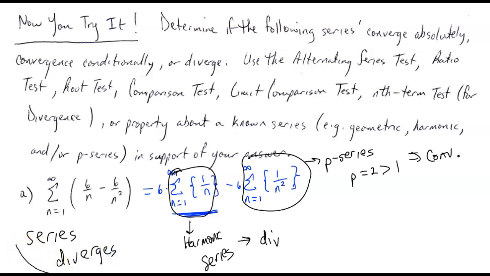We could easily figure that out because we recognized that the actual series we had could be broken up into the difference of two series, where one of them was a harmonic series and the other one was a P series.